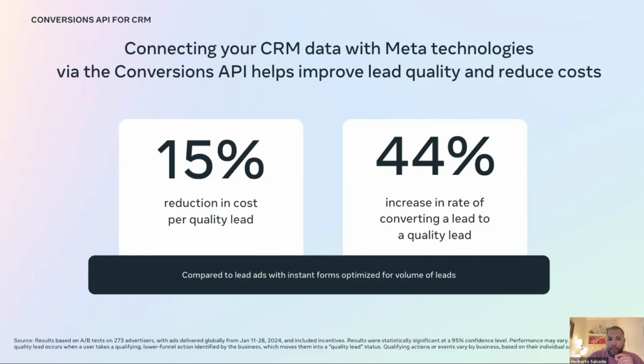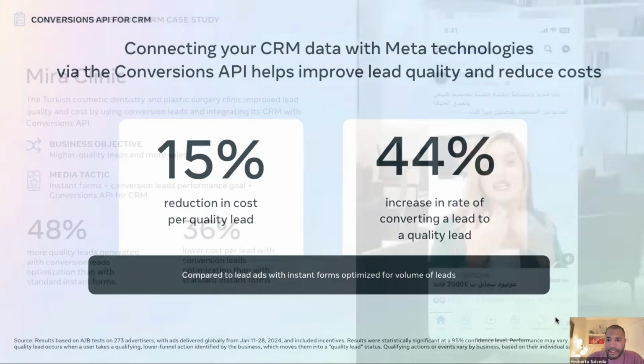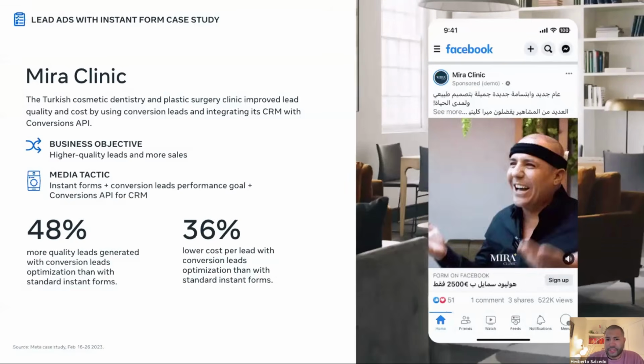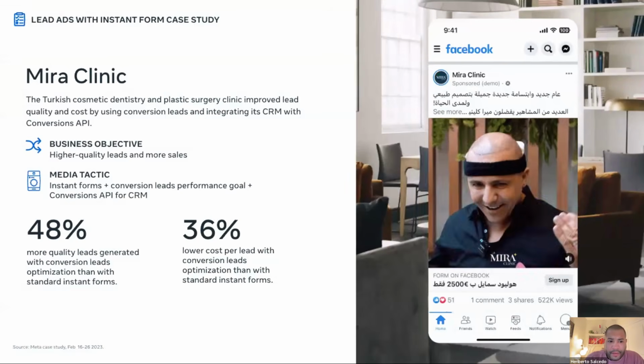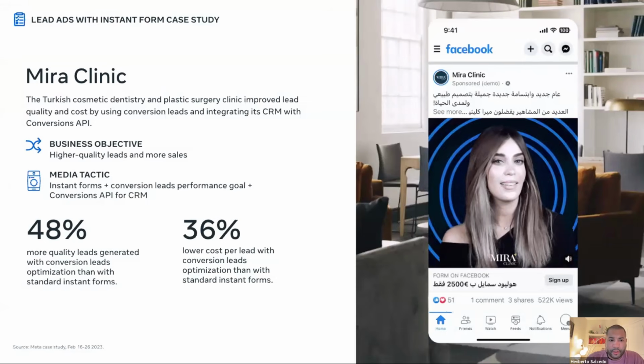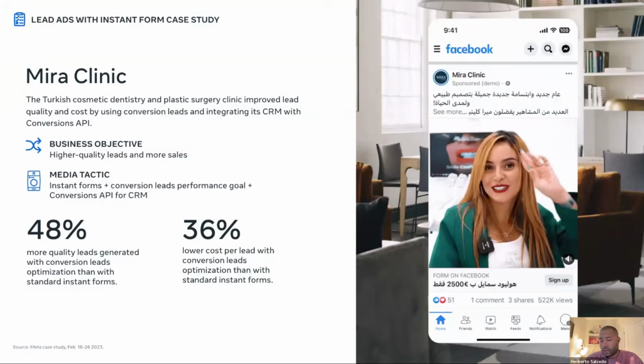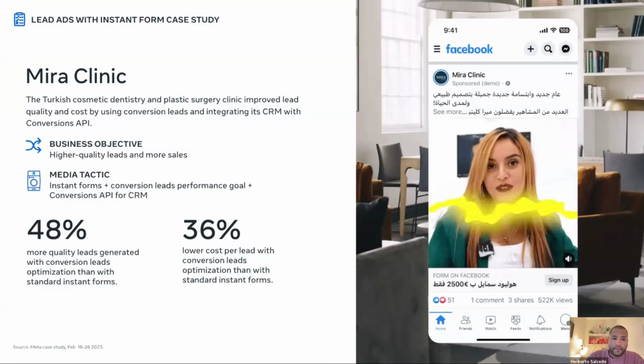And when we break that down with specific categories, I wanted to share two case studies. One, the next slide, Aaron, please, is Mira Clinic. And this is a Turkish cosmetic dentistry and plastic surgery company. And their objective from a campaign perspective was to drive more sales and high quality leads. And one of the tactics that they did was run instant form campaigns and conversion lead optimization goals after they had their CRM connected. And they saw 48% more quality leads generated with conversion leads and a 36% lower cost per lead. So we've seen it work. We've seen it work, and it's working across various verticals.